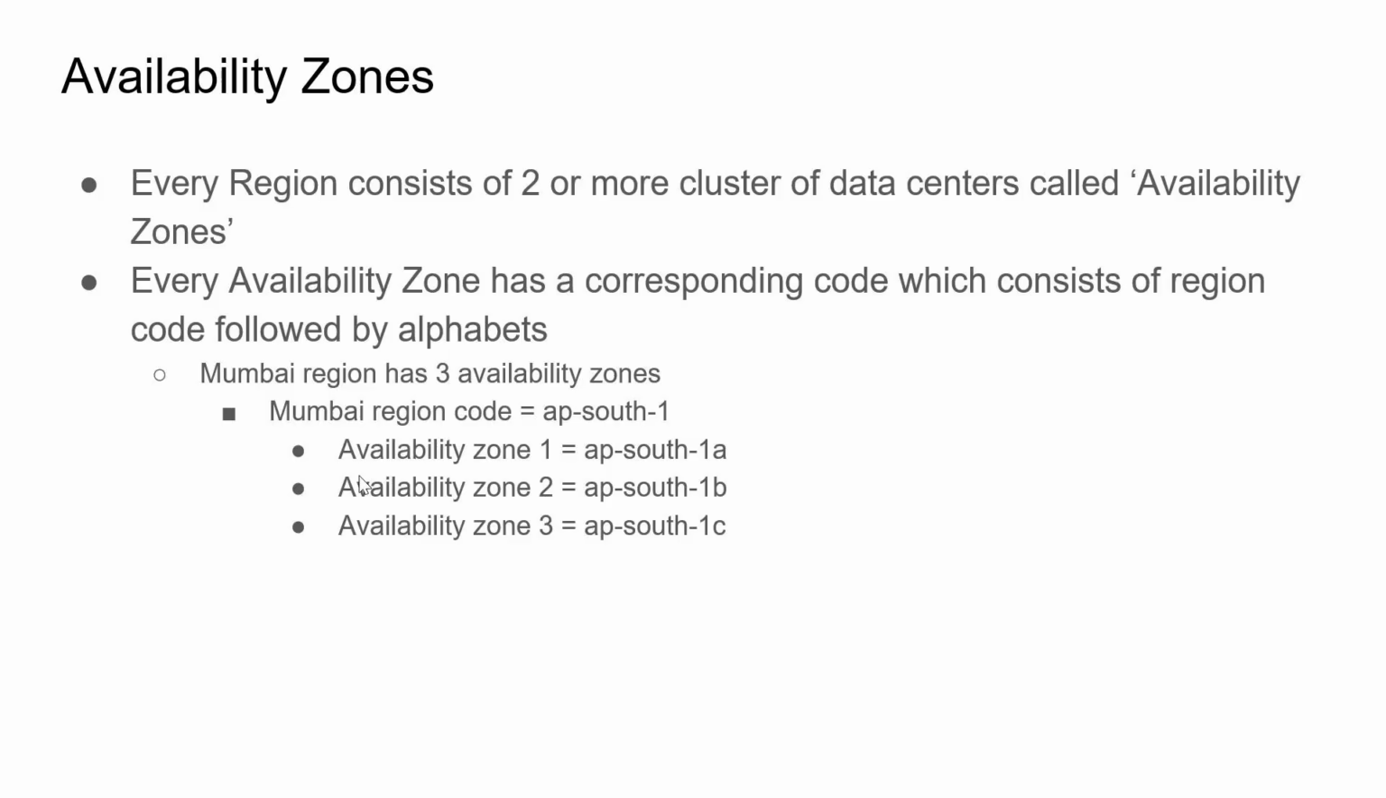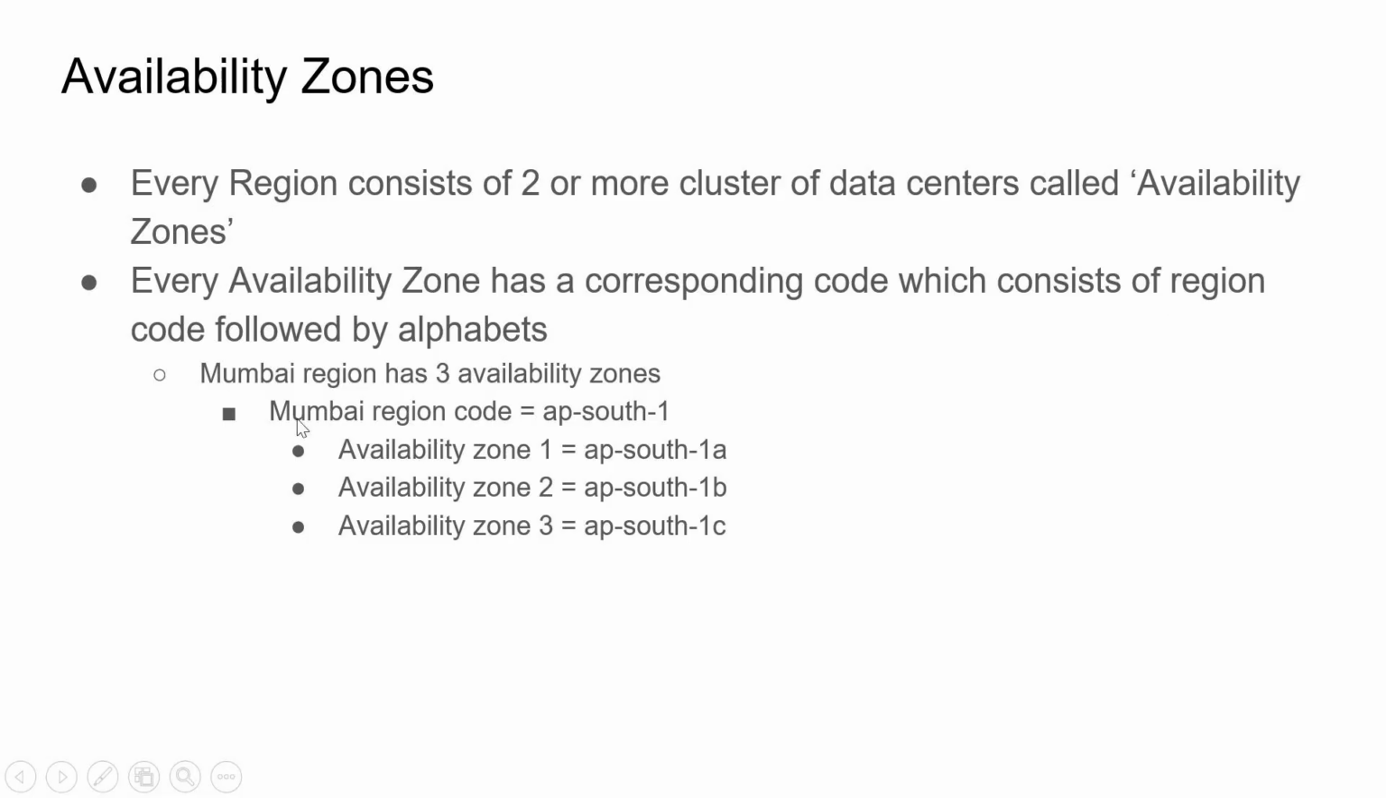Suppose two networks or two servers are connected together, we can call it a cluster. In this cluster we have two servers connected, that way we can say two or more. All right, every region consists of two or more clusters of data centers called availability zones. We call them an availability zone. And every availability zone has a corresponding code which consists of the region code followed by an alphabet.